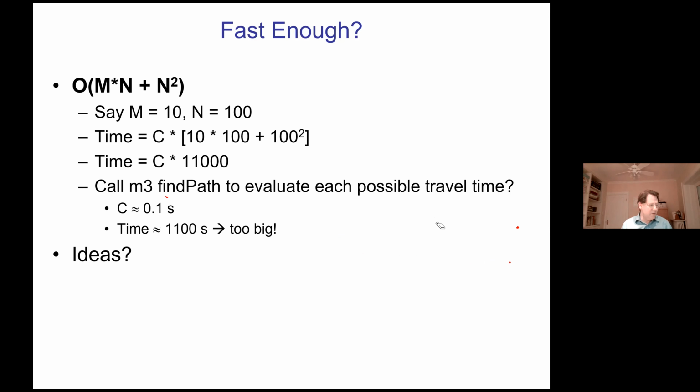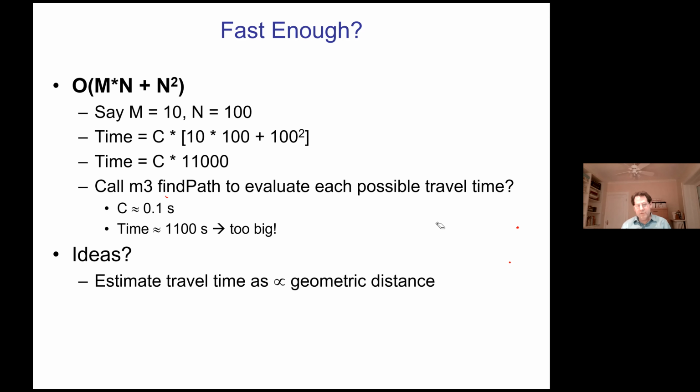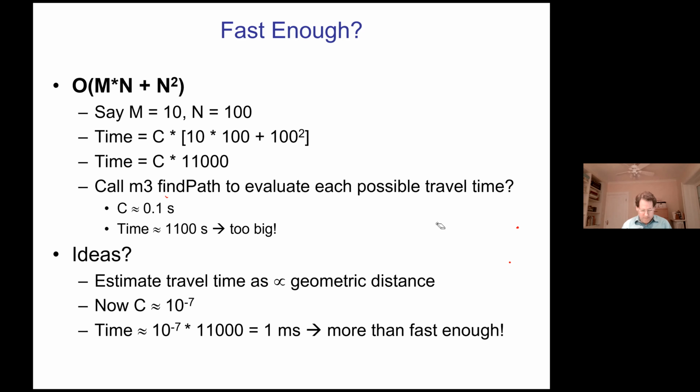The other thing we can do, let's say I want to just get a solution going quickly. What you can do is estimate the travel time as being proportional to the geometric distance. It's not perfect, but it's much faster. It's an order one computation that's very quick. Now your time to your C is maybe 10 to the negative seventh, maybe even less. And now you'll be able to run this algorithm in about a millisecond.